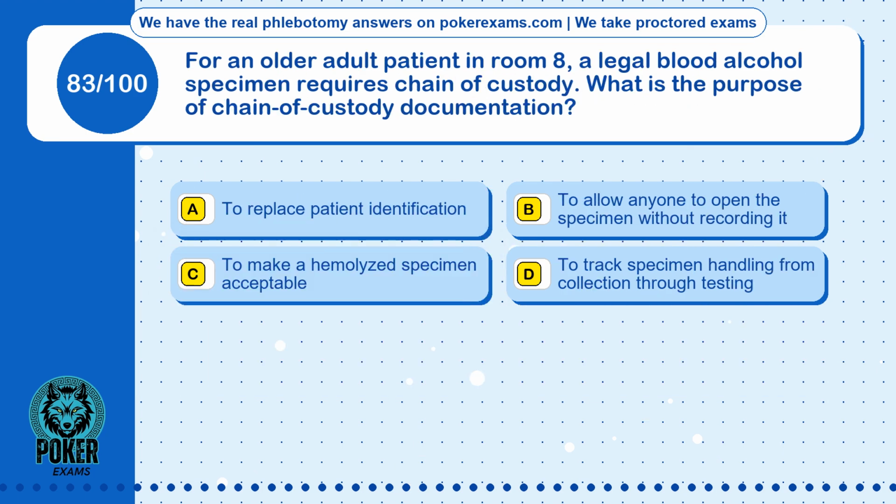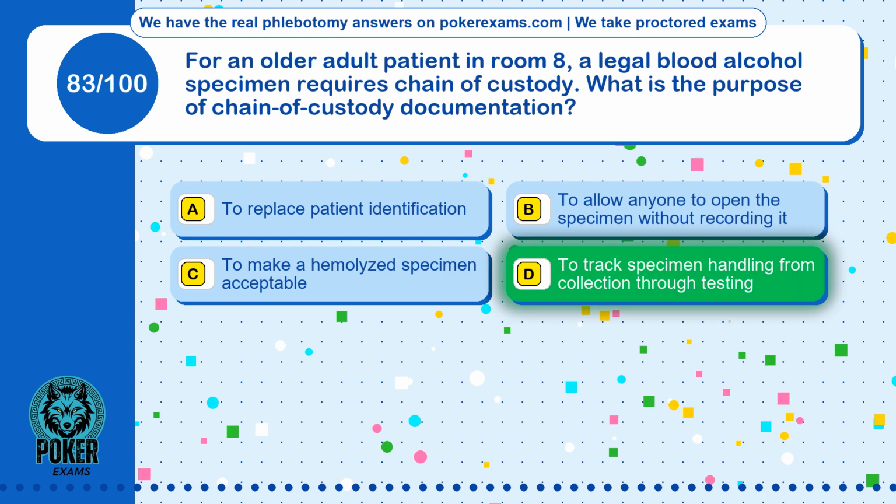Question 83. For an older adult patient in room 8, a legal blood alcohol specimen requires chain of custody. What is the purpose of chain of custody documentation? Option A. To replace patient identification. Option B. To allow anyone to open the specimen without recording it. Option C. To make a hemolyzed specimen acceptable. Option D. To track specimen handling from collection through testing.